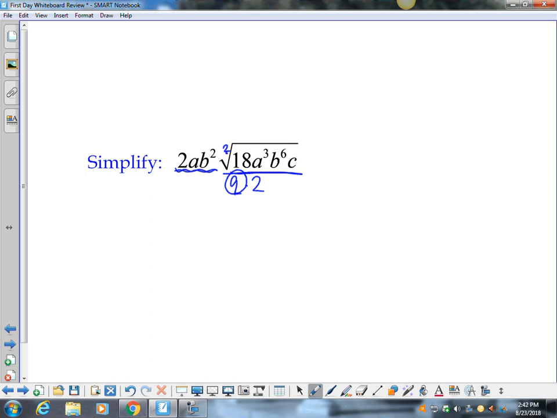So I'm taking a 3 out, but I already have a 2 out here. So you're going to multiply those two together. So now I have a 6. 2 is already here, and I brought a 3 out. And that's where the 6 came from.